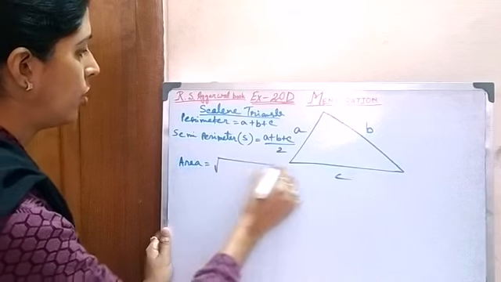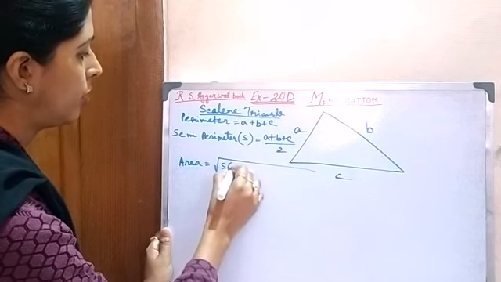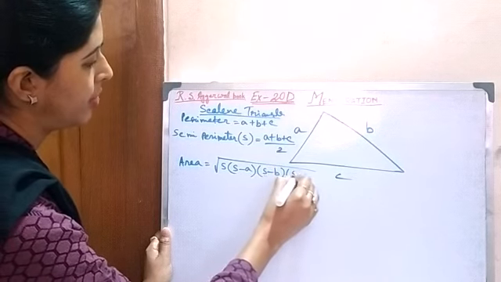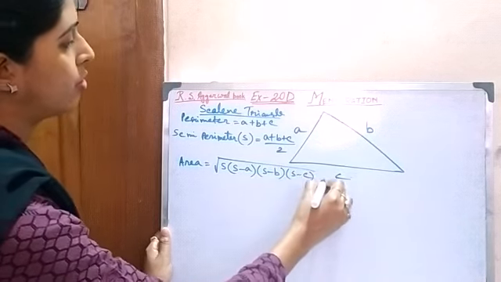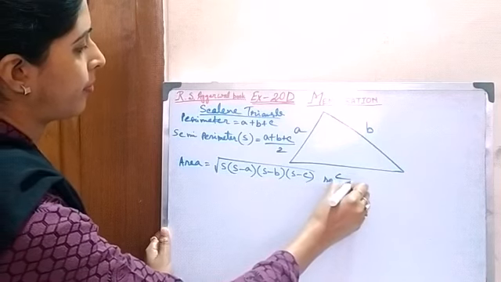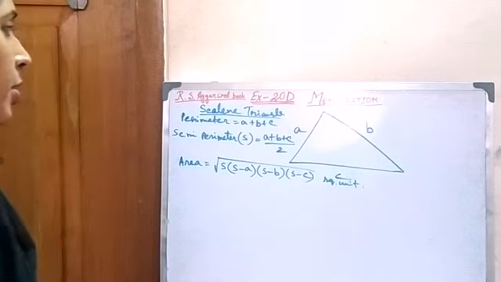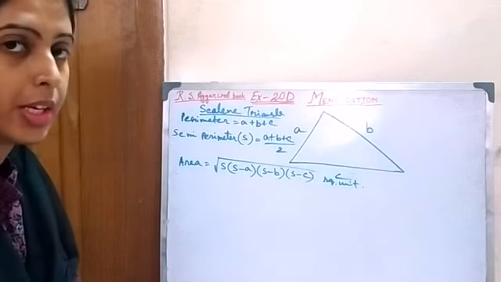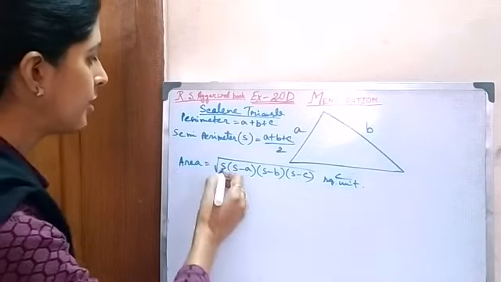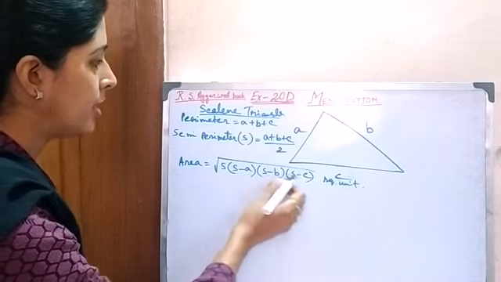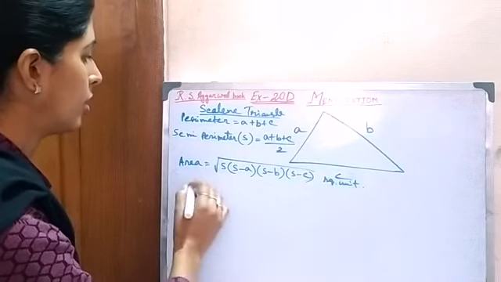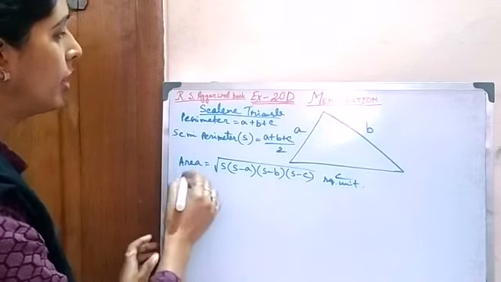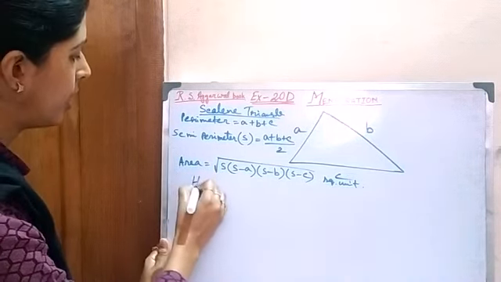Now I am writing the area of the triangle. Area equal to root over S into S minus A into S minus B into S minus C, square unit. So this is the formula of area of the scalene triangle. S is the semi-perimeter, A, B, C are the three sides. So this formula is also known as Heron's formula.